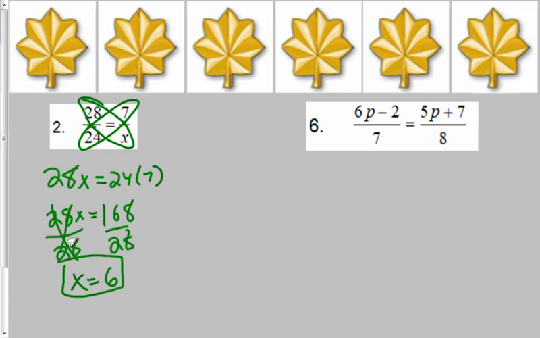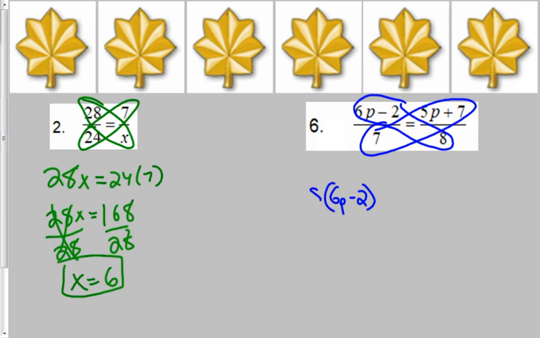Now the one on the right, number 6, is a little bit more involved because there's a lot more going on. But we're still going to use cross products because it'll always work for proportions. So if I do this first one, I've got 6 times p minus 2. And if you recall from before, I said put the other number on the front, and it'll make more sense because either way you're multiplying the two things together. And on the right side, we'll do our 7 times 5p plus 7.